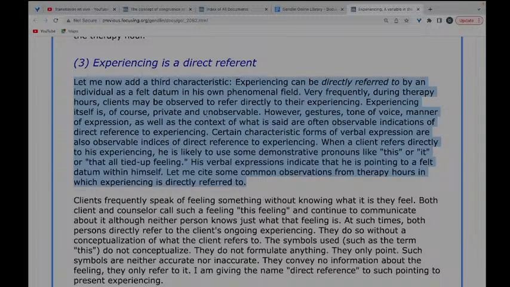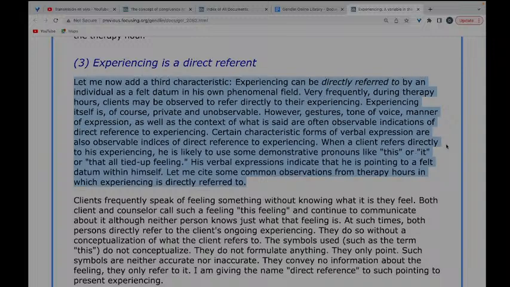Let me now add a 3rd characteristic. Experiencing can be directly referred to by an individual as a felt datum in his own phenomenal field. Very frequently, during therapy hours, clients may be observed to refer directly to their experiencing. Experiencing is itself, of course, private and unobservable.